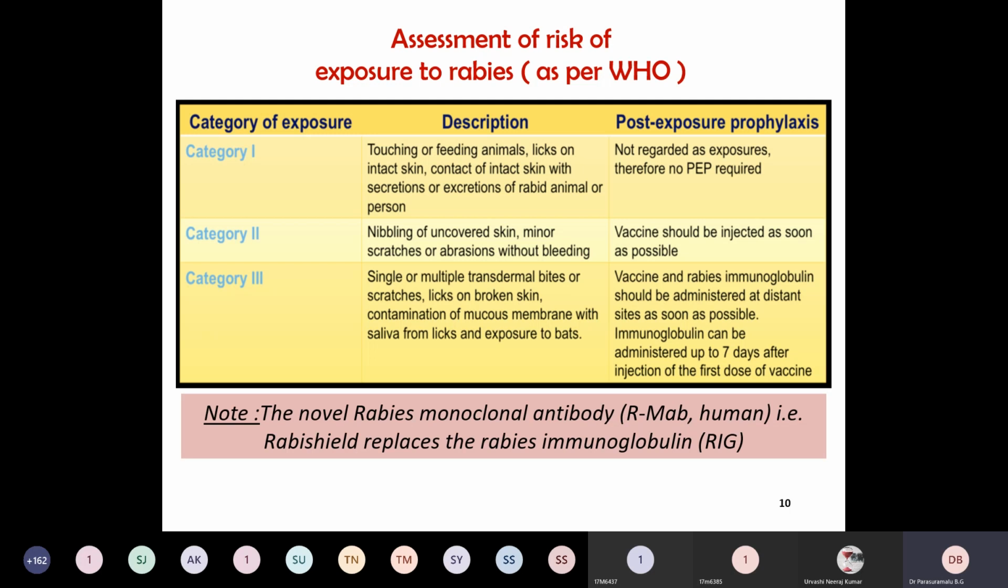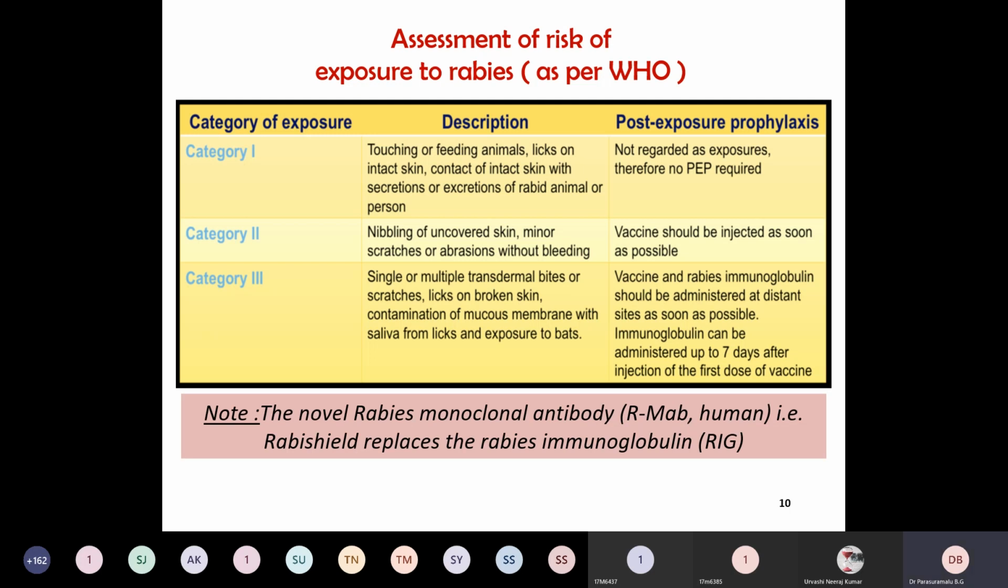Then there are certain don'ts. That means you should not apply any irritants like chili powder, plant sap, lime, atta, and jackfruit juice, etc. And you should also not cauterize because it damages the skin at the site of bite.